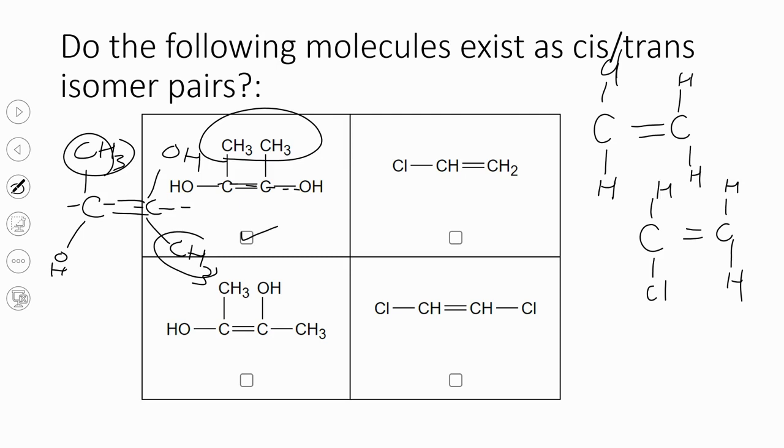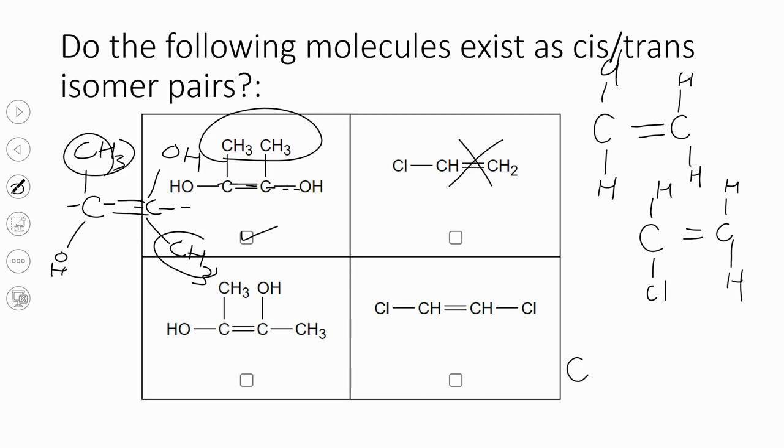Is this a cis-trans isomer pair, or is this just the same molecule? Yeah, this is just the same molecule. If I pick this one up and just flip it back over on top of itself, this is just the same molecule. This is not a cis-trans isomer. So this one can't exist as a cis-trans isomer pair. You see that? Okay.